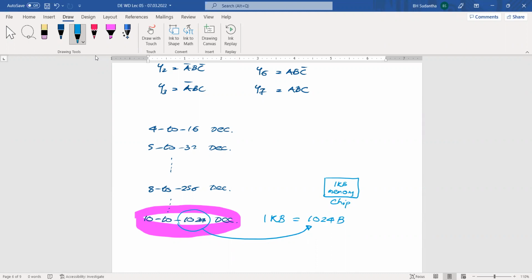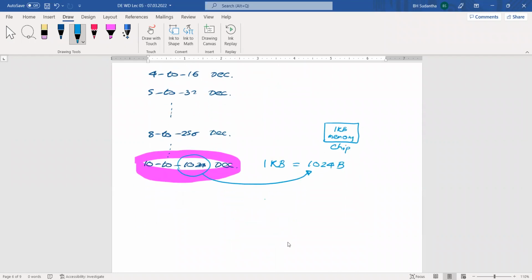And if you want to make 1 megabyte of memory, you need a 20 to 1 million decoder. Then if you make a 30 to 1 billion decoder, then you can make 1 GB memory.